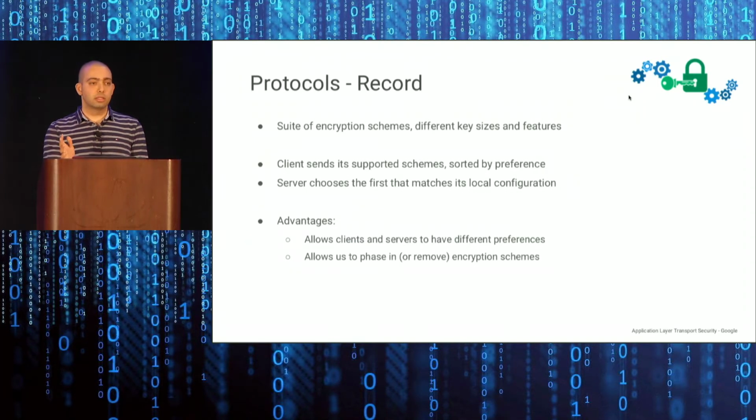The client sends its preferences in order, and the server would choose the first one that matches its local preference or local configuration. The reason for this exchange between the client and server, and having a list on the client and the server, is to allow both of them to have different preferences, and it makes it easy for us to roll out new crypto schemes and deprecate old ones.